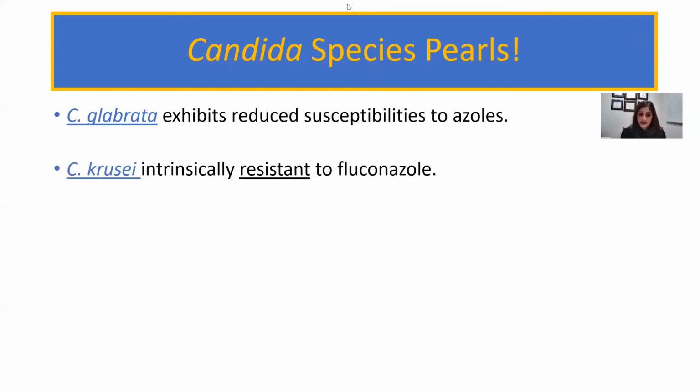Candida krusei, we mentioned. This is one that's often associated with hematologic malignancies as well as stem cell transplant recipients. This is intrinsically resistant to fluconazole, but is susceptible to echinocandins. So that's important to know when you're starting empiric therapy: Candida krusei as a species is resistant to fluconazole.